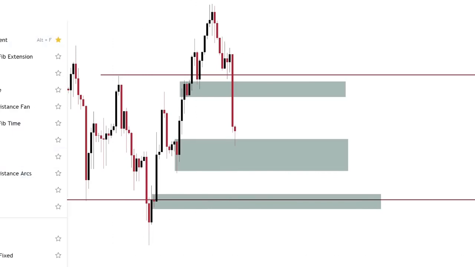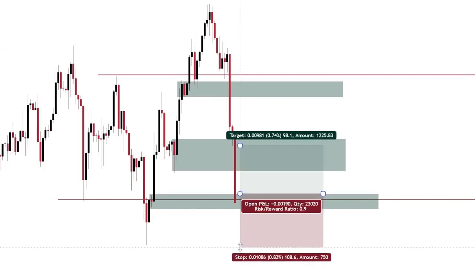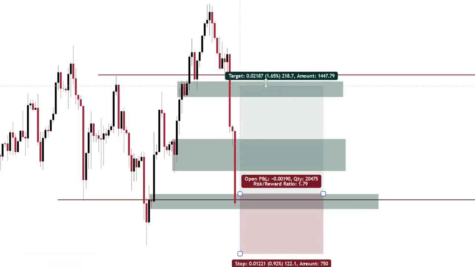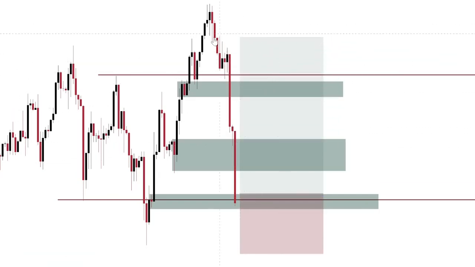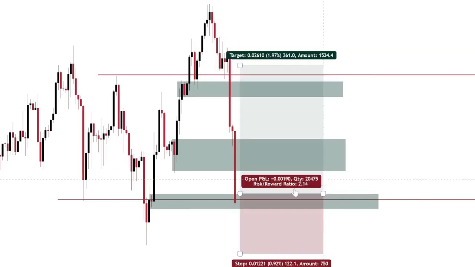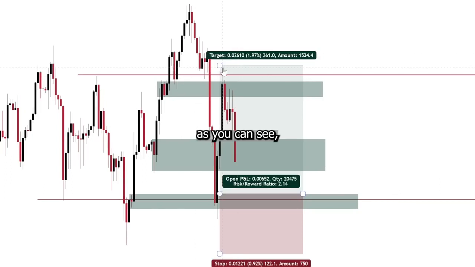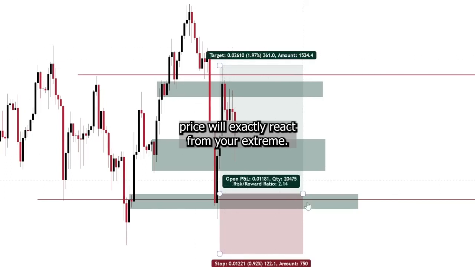And as far as your extreme, your entry would be here and your stop loss would be just a little bit below your swing. And you can take the entry back to the extreme of this range. So again, this would be the safest TP right here. And of course, your second TP could always be above the swing if you're looking for a swing trade. As you can see, price will exactly react from your extreme.